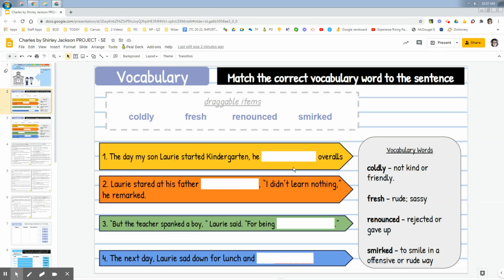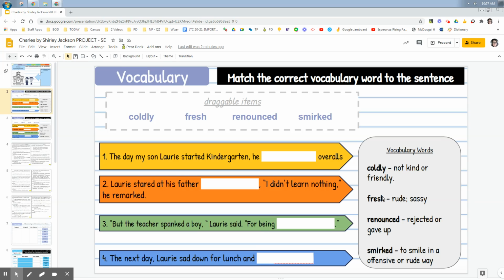So either it's going to be, the day my son Lori started kindergarten, he coldly overalls. He was not kind or friendly to overalls. Well, that doesn't make sense because he's doing something with the overalls. It's not the way he feels about them. The next one says fresh. The day my son Lori started kindergarten, he fresh overalls. So he was rude and sassy overalls? Well, that doesn't make sense either.